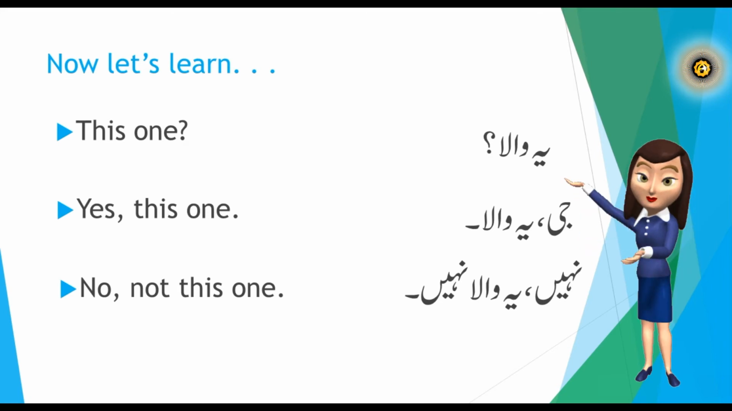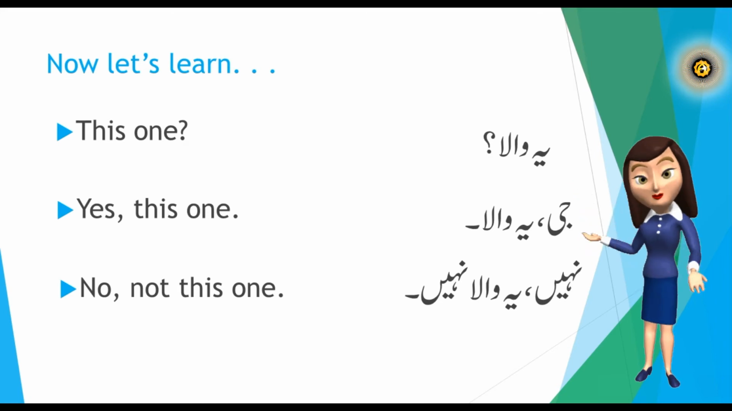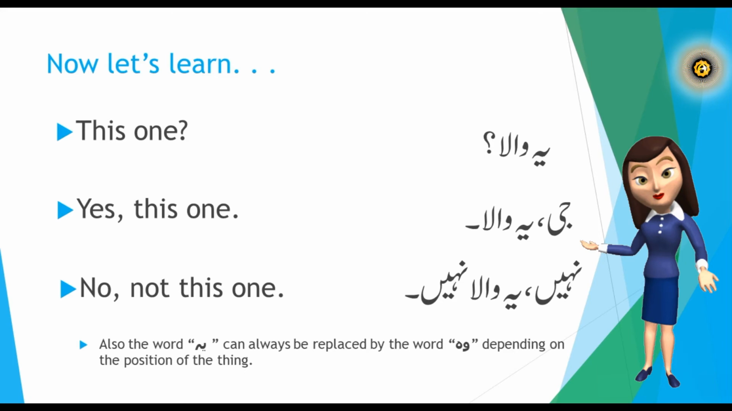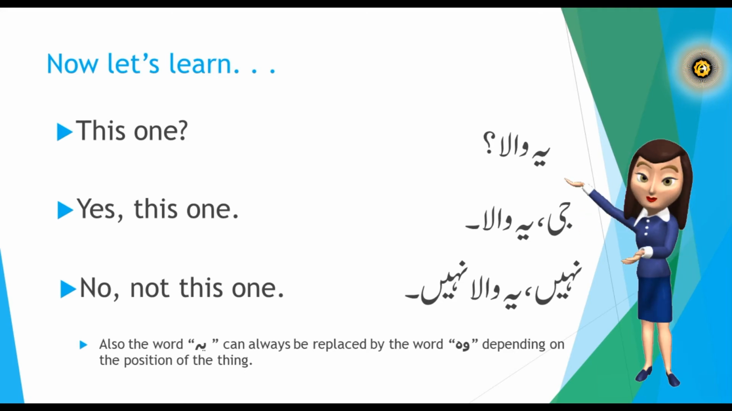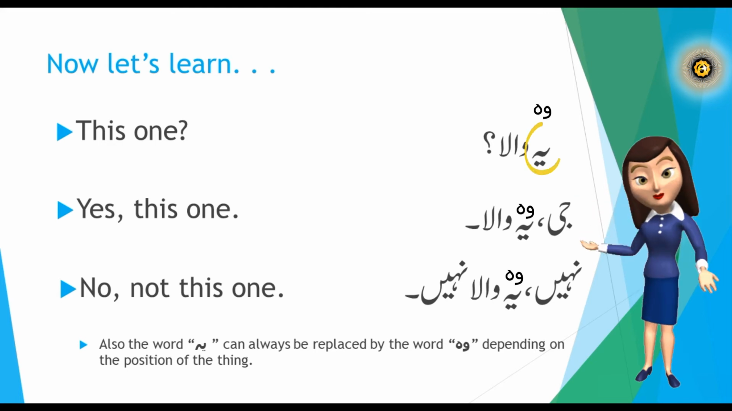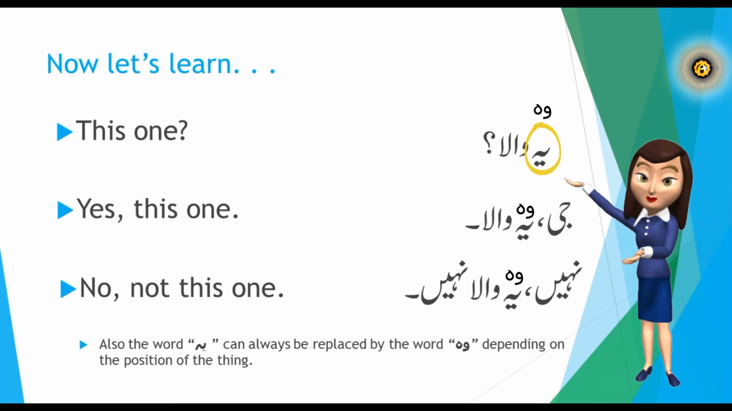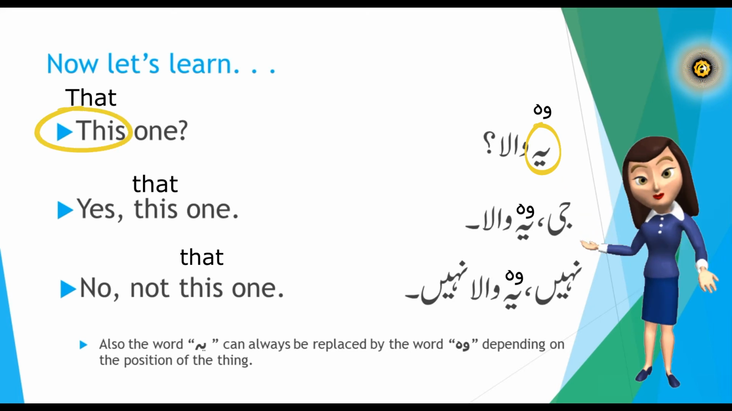And then we can always replace this with that, depending on the position of the thing. We can always replace ye with wo in Urdu and this with that in English. So how would it be? Let's practice, okay?